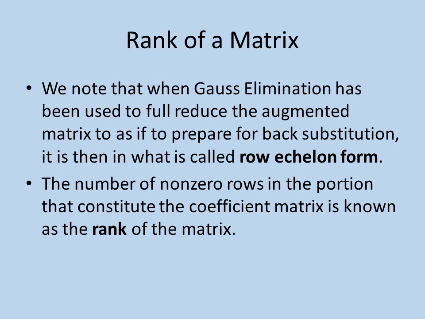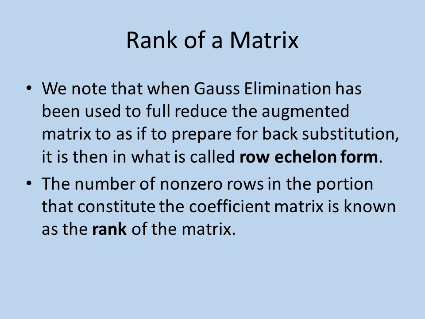The rank of a matrix is sometimes going to be a property that we discuss, and we note that when we apply Gaussian elimination, and it's been used to reduce the augmented matrix as much as possible to prepare it for back substitution, then it's in what we call row echelon form. The number of non-zero rows in that portion of the augmented matrix that constitutes the coefficient matrix, so everything but the last column, is known as the rank of the matrix.